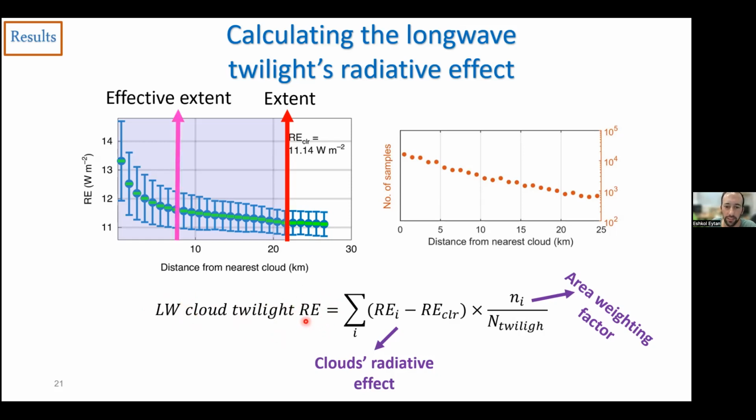Once we know the total radiative effect, we can also come up with a better scale of the twilight zone, which is the effective extent, where 90% of the effect occurs. In this case of the example image, it turns out to be around 7 kilometers.